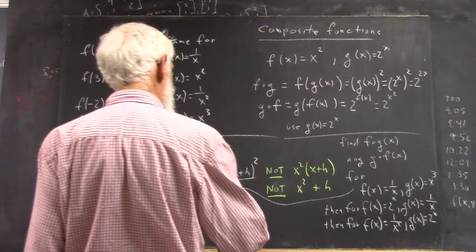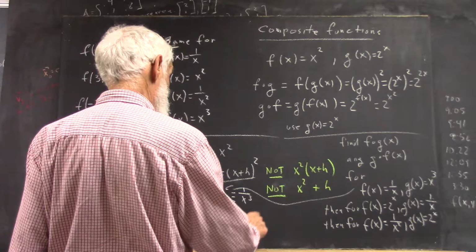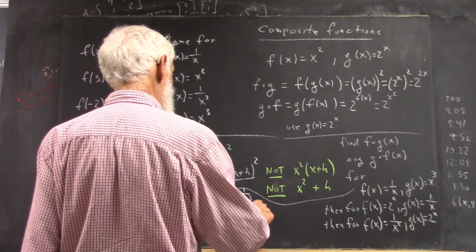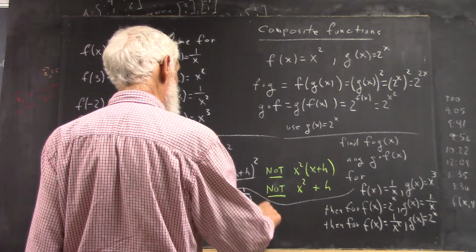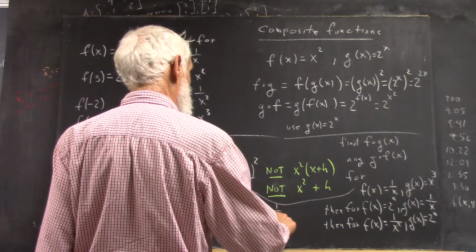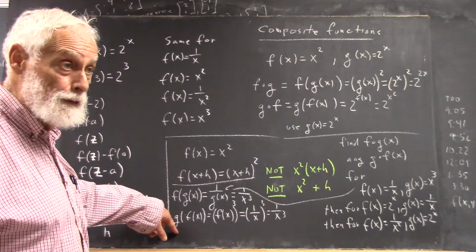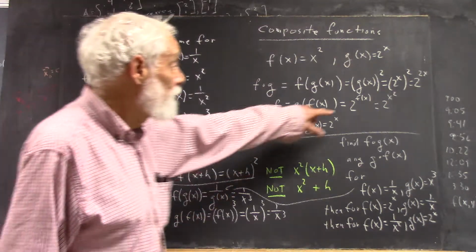And f of x is, of course, 1 over x. So that should be 1 over x cubed, which is 1 over x cubed. So in this case, f of g of x equals g of f of x. That wasn't the case here, was it?